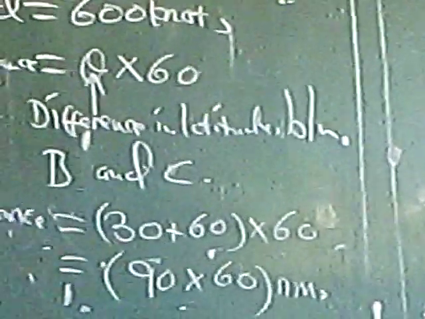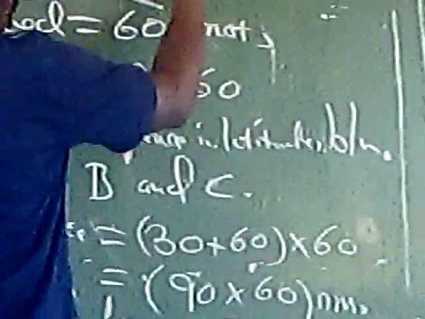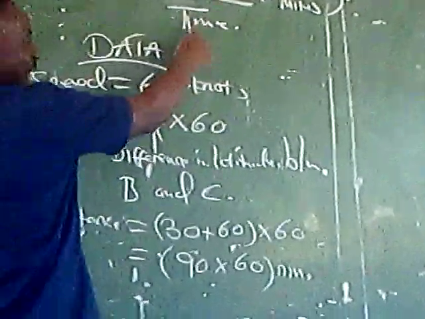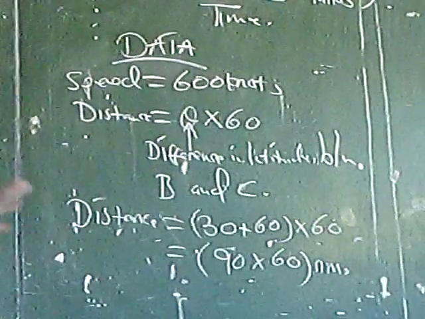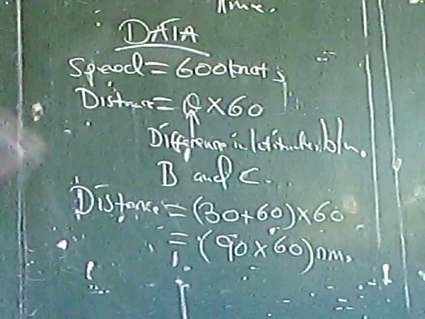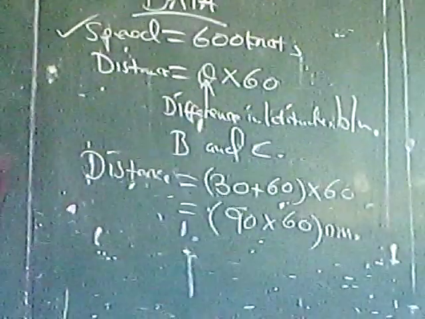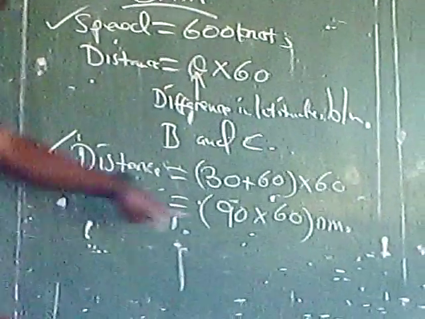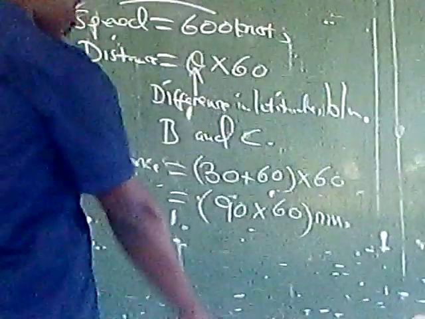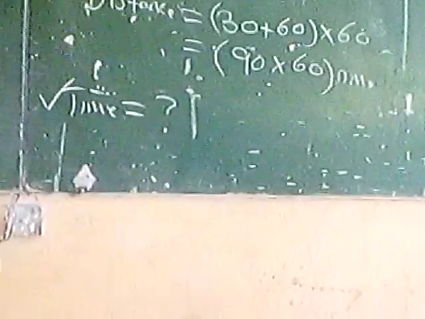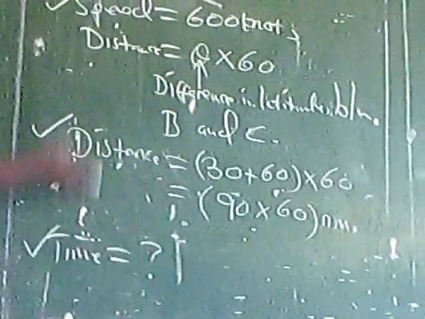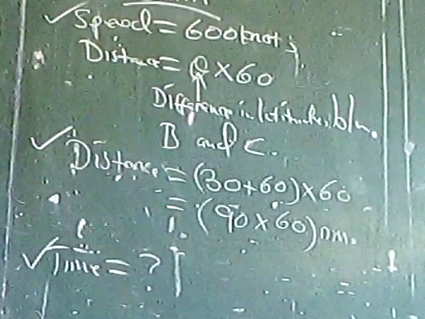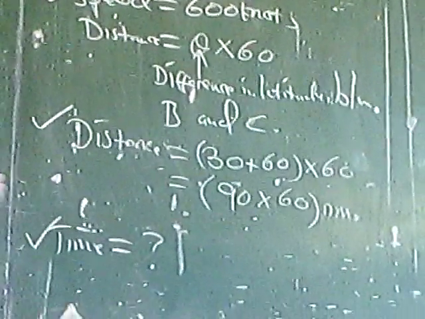But remember, the question is about how long, so the how long is basically the time. Once we do this, we are able to come back with the answers. With this, we now know the distance is 90 times 60, which we put a question mark on. Once we do this, we put this into our formula.